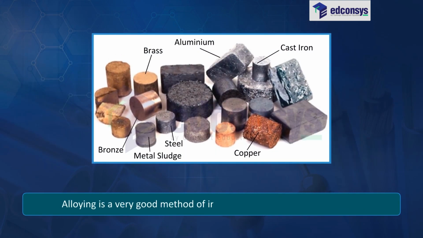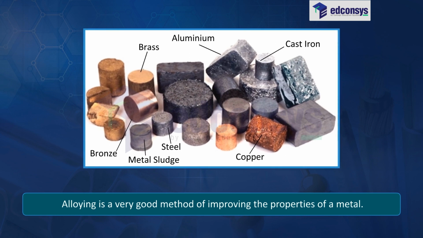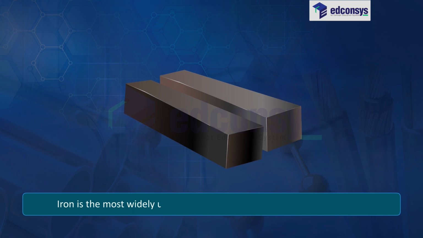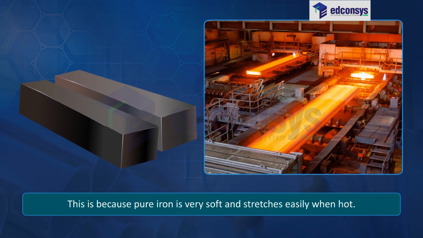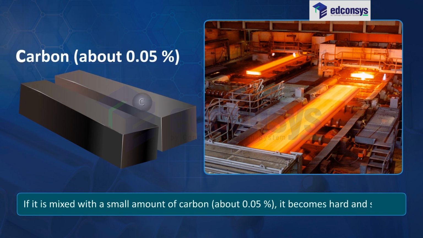Alloying is a very good method for improving the properties of a metal. We can get the desired properties by this method. For example, iron is the most widely used metal, but it is never used in its pure state. This is because pure iron is very soft and stretches easily when hot. But if it is mixed with a small amount of carbon, about 0.05%, it becomes hard and strong.